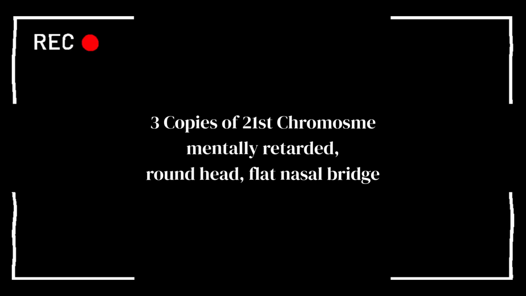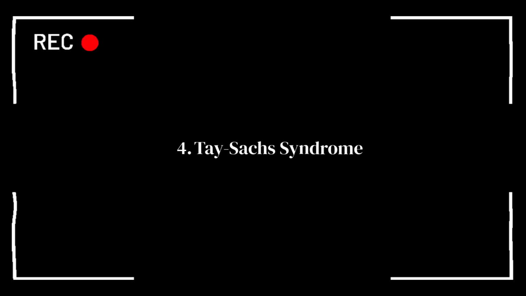Common physical characteristics include a round face, a flat nasal bridge, almond-shaped eyes, shorter stature. But the most important psychological feature is that individuals with Down syndrome typically have intellectual disability. This means cognitive development occurs more slowly. However, many individuals with Down syndrome can still develop strong social skills, emotional warmth, meaningful relationships. So remember this key exam point: Turner syndrome and Klinefelter syndrome usually have normal intelligence, but Down syndrome often involves intellectual disability.